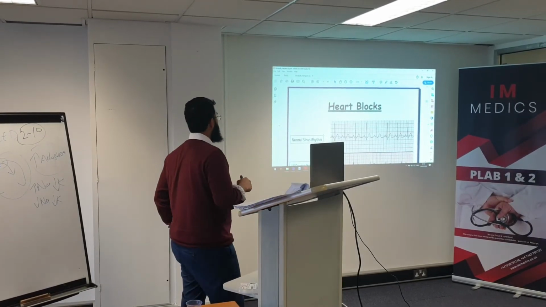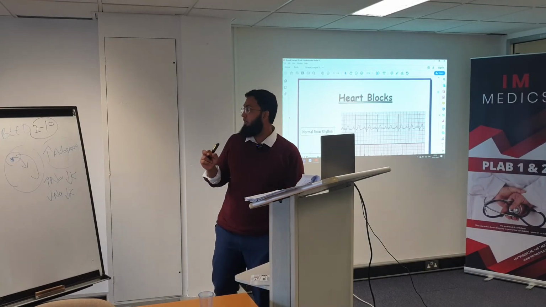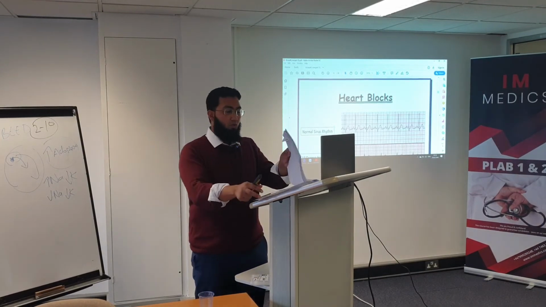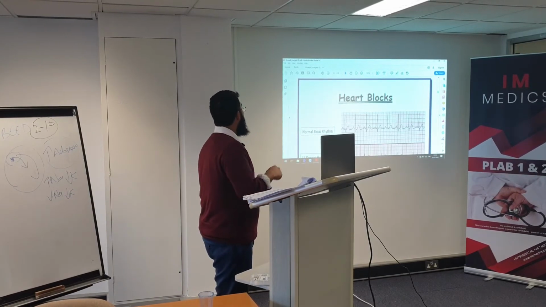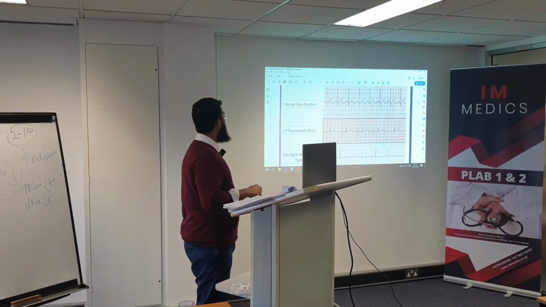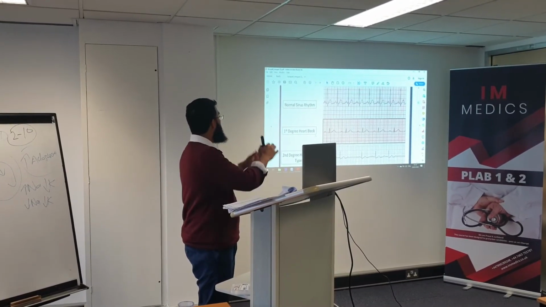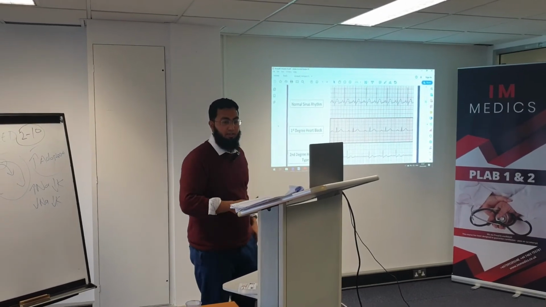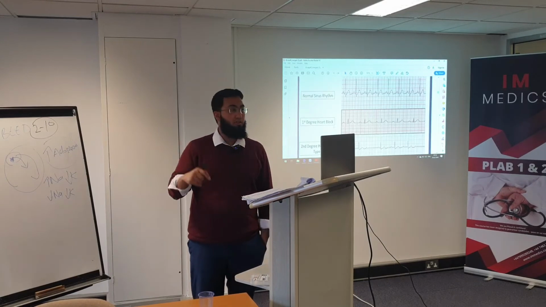Okay, so heart blocks. I mentioned to you that you need to know the intervals. So the PR interval was 3 to 5 small squares. With first degree heart block, which is here, this is the PR interval as you can see here. Okay? First degree heart block, PR interval is prolonged.